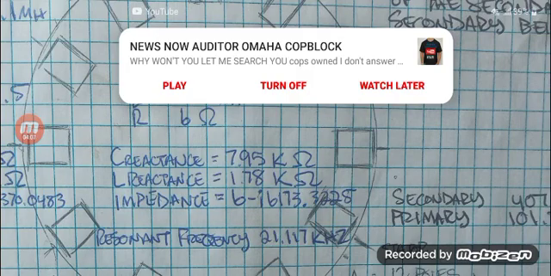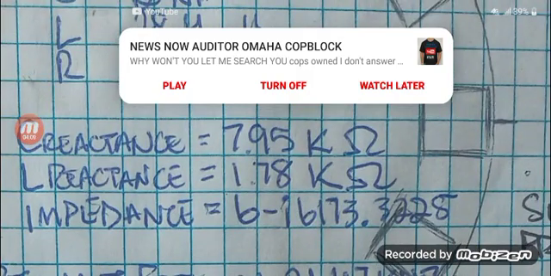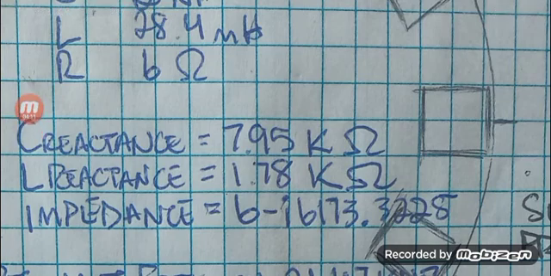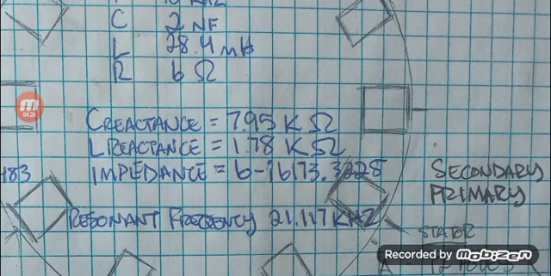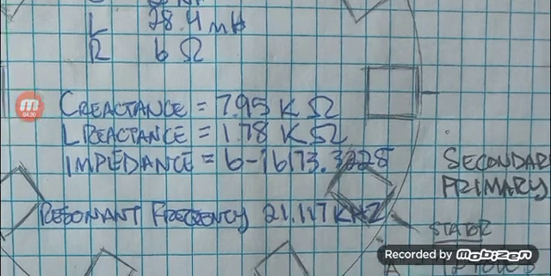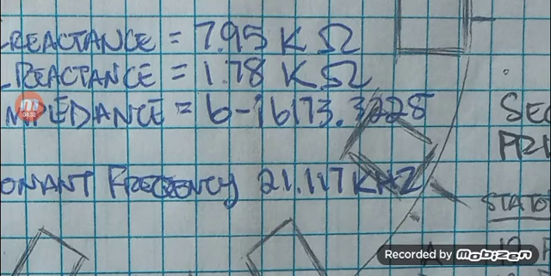And the capacitive reactance, 7.95 kiloohms. The inductive reactance is 1.78 kiloohms. And the impedance is 6 ohms. With a resonant frequency of 21.117 kilohertz.